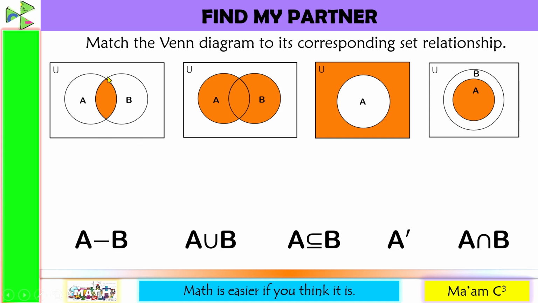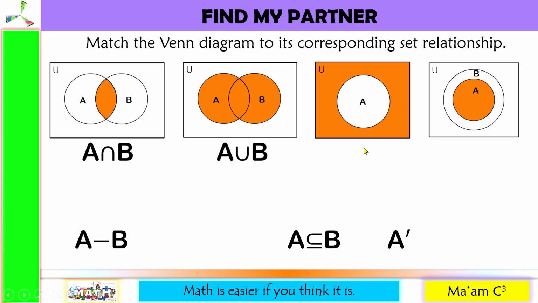This means the common elements of A and B. So this is A intersection B. This means the elements found in set A or in set B or the common elements of set A and B. This is A union B. This means the elements found in the universal set but not found in A. So this is A prime.